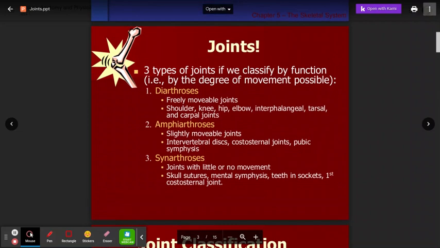Amphiarthrosis, slightly movable joints. So I have joints between the discs in my back. I've got lumbar, thoracic, and cervical areas of my vertebrae, so in between there, we have a joint in every one. Costal sternal joints, where would those be? Where's my sternum? Sternal here, okay? So joints between your sternum and your rib plates.